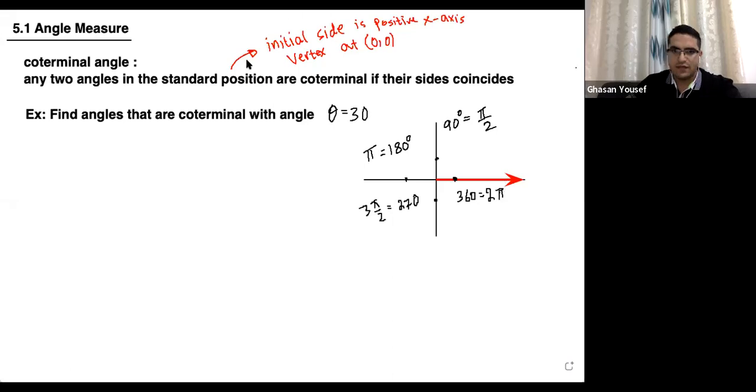So first of all, you should know that 30 degrees is less than 90 degrees. So it is supposed to be here in the first quadrant. So here is the angle 30 degrees. So this is 30.